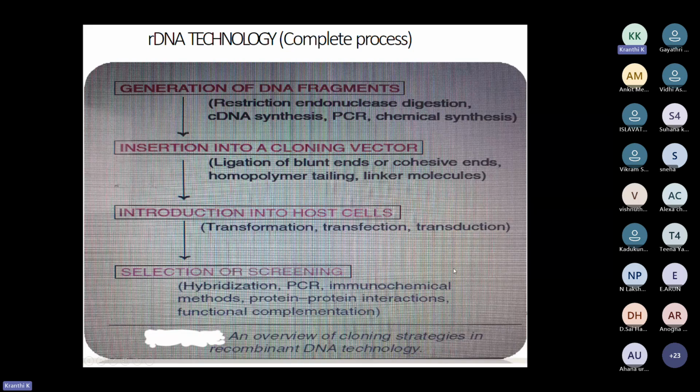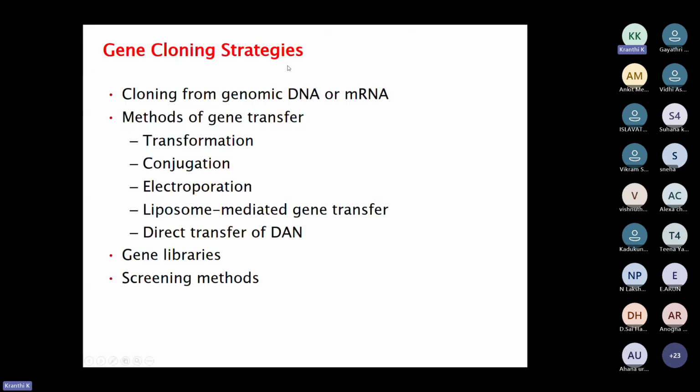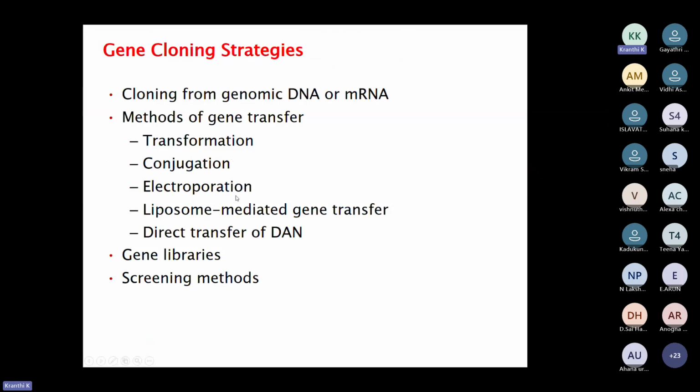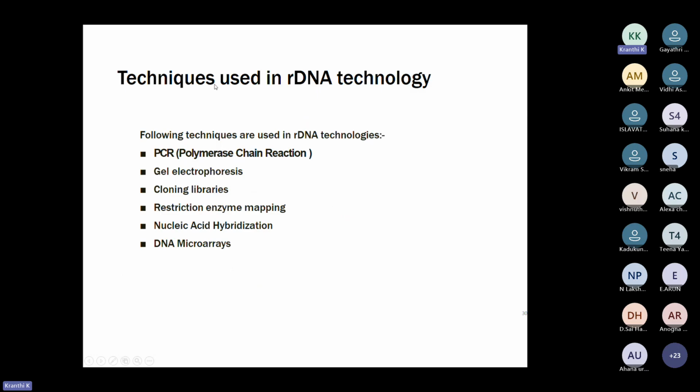Okay, like this. Now, gene cloning strategies. Just now I told you, right? We have different methods: transformation, transfection, conjugation, electroporation, then liposome mediated gene transfer, direct transfer of DNA. Then gene libraries, screening methods. Later, what are the techniques used in rDNA technology? In rDNA technology, we use different techniques: gel electrophoresis, cloning libraries, PCR technique, restriction enzyme mapping, nucleic acid hybridization, DNA microarrays.